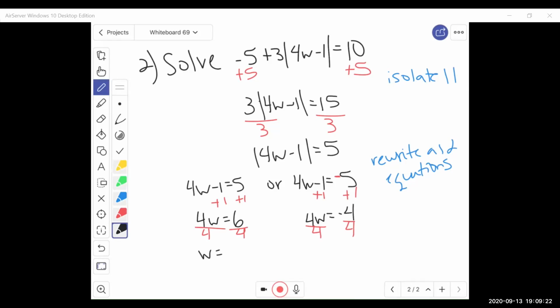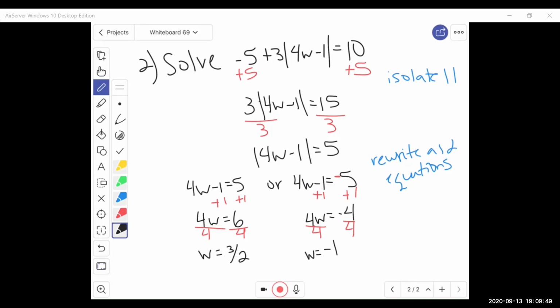So 6 divided by 4, it doesn't go in evenly, but that's okay. We can keep fractions as long as they are simplified, okay? So we can divide both of those by 2. So 6 divided by 2 is 3. 4 divided by 2 is 2. So what can we do on the right side? Negative 4 divided by 4 is a negative 1.